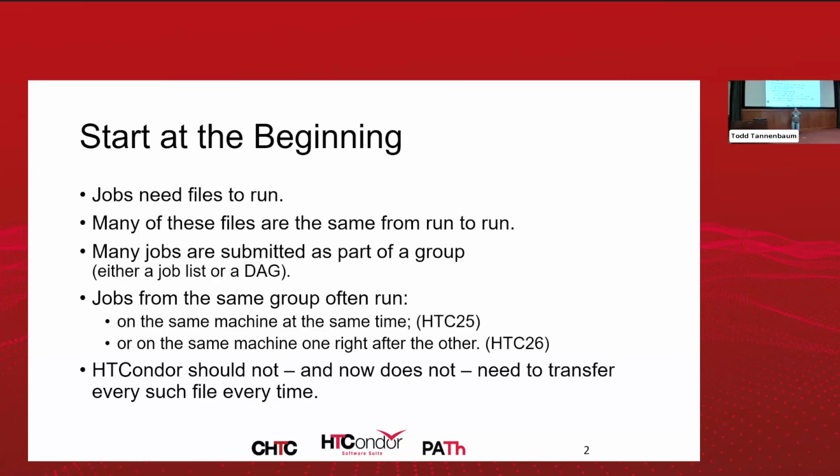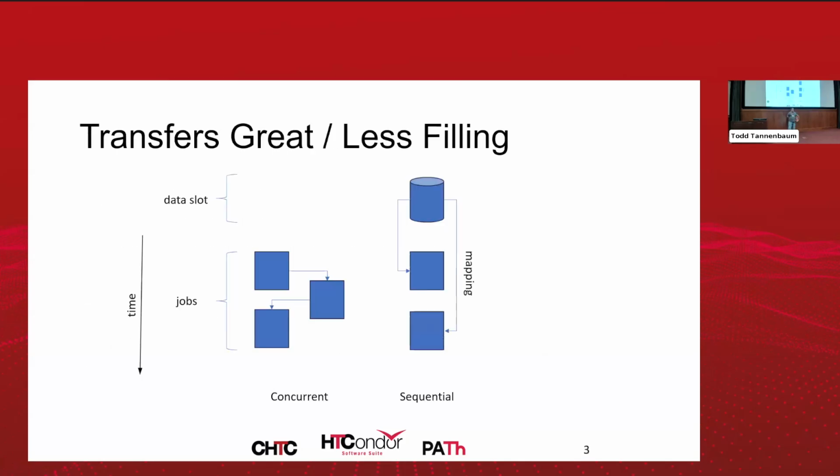And jobs from that same group often run on the same machine at the same time. That's what I talked about last year, and that was one way that we could exploit some of these scheduling peculiarities of the Condor system. But it's actually more common for a job from a group to run immediately after another job from a group on that same machine. And so the talk this year is going to be about the nice things that happen as a result of the new code we've added, a new feature to exploit that scheduling occasion. Bottom line, Condor should not need to, and now does not need to, transfer all of these files every time.